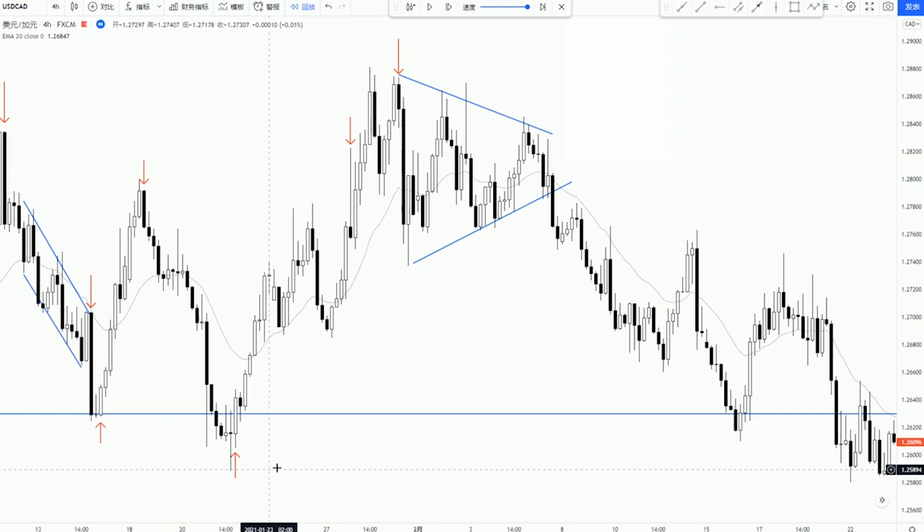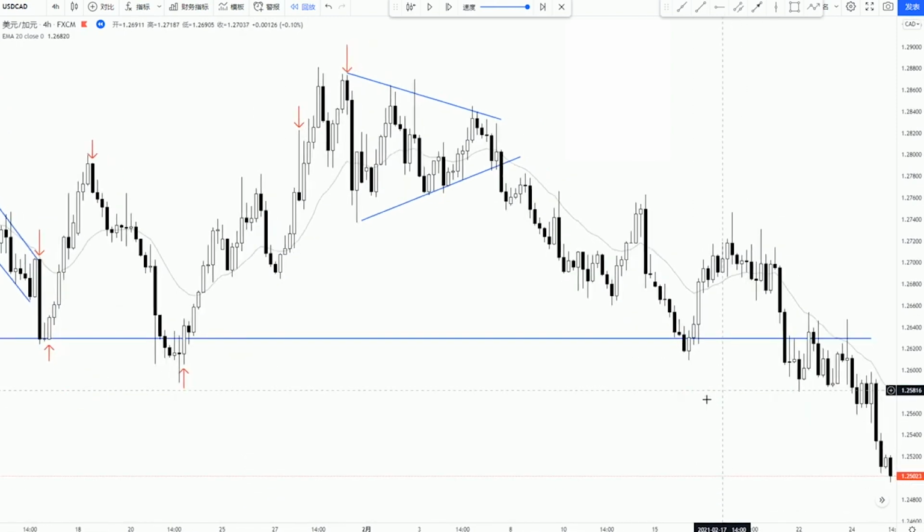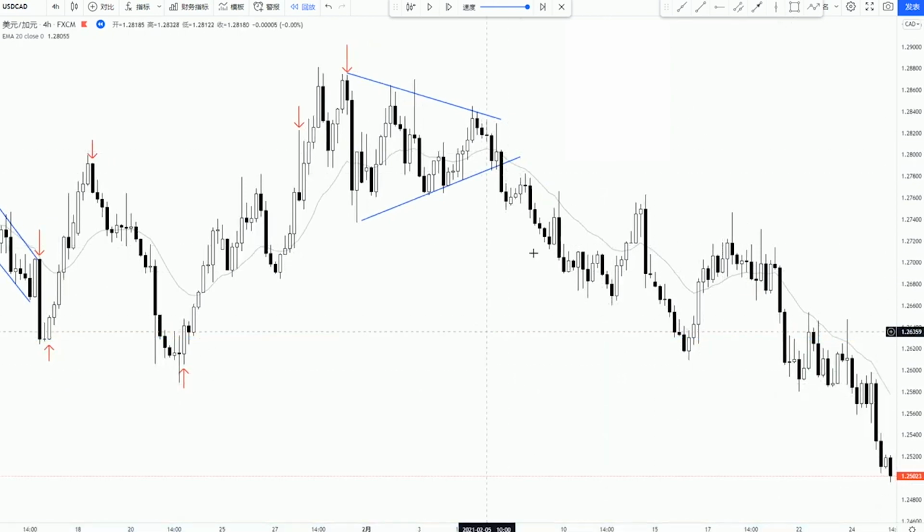So in fact, when you have this pattern, you have to look at your order and you have to manage it, and I'll talk about that later. We're going to focus on intervals.